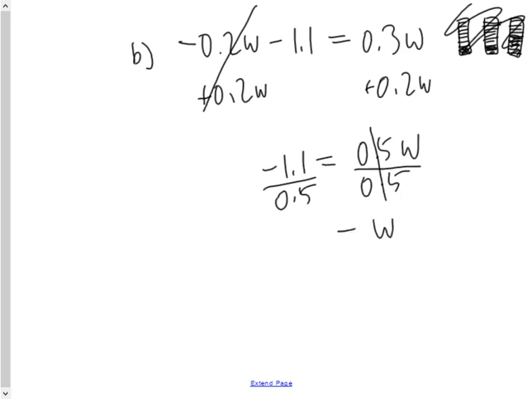And W will be equal to whatever $1.10 is divided into piles of 50 cents. You can make two piles, 2.2. Is that right? Yes. And a negative divided by a positive is a negative. So your solution for the second would be W is equal to negative 2.2.